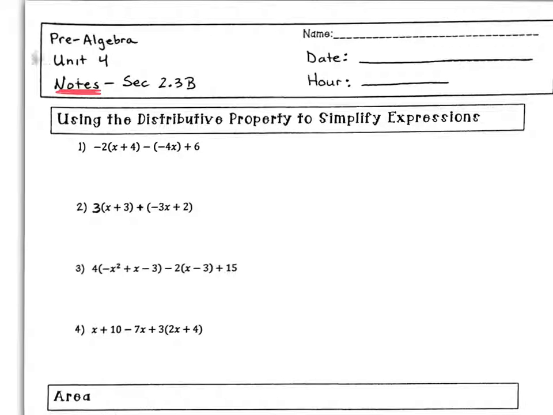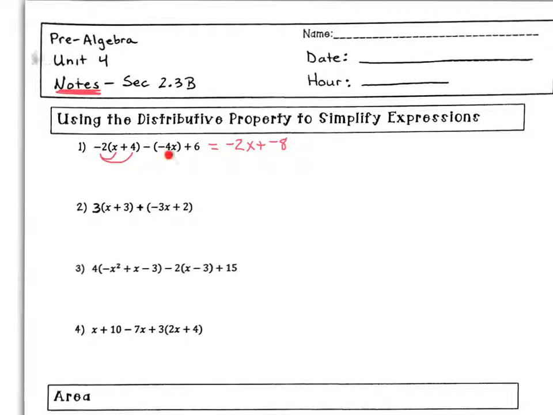So here we go. Let's look at problem number 1. Hopefully you notice distributive property right here. So we're going to take -2, and we're going to multiply it by x, and then we're going to take it and multiply by 4. So that will give us, let's see here, -2 times x is -2x, and -2 times 4 is -8.